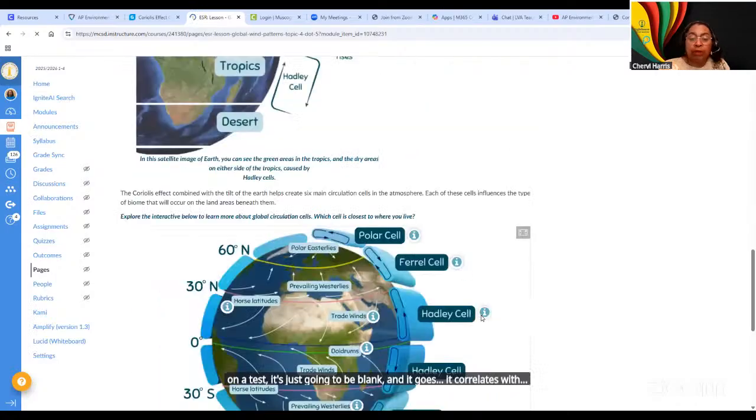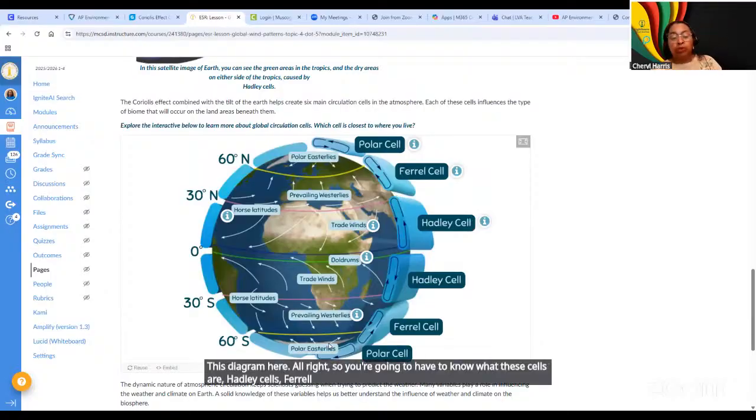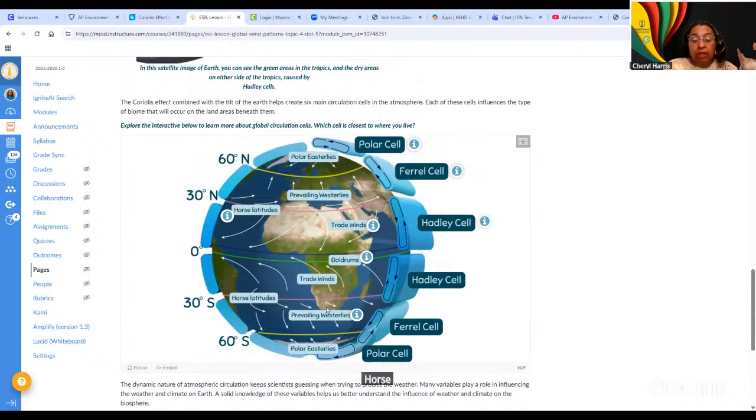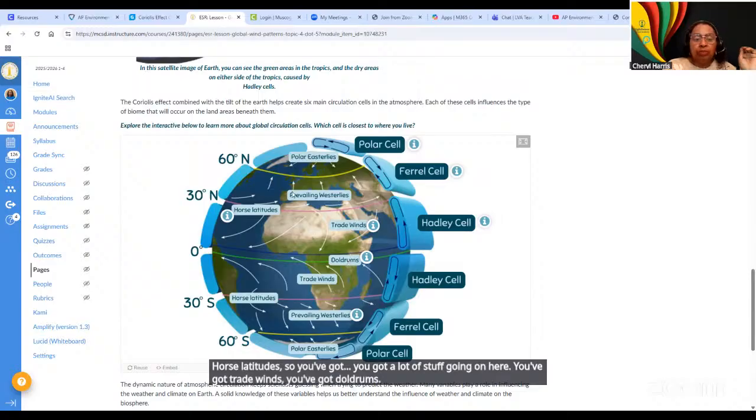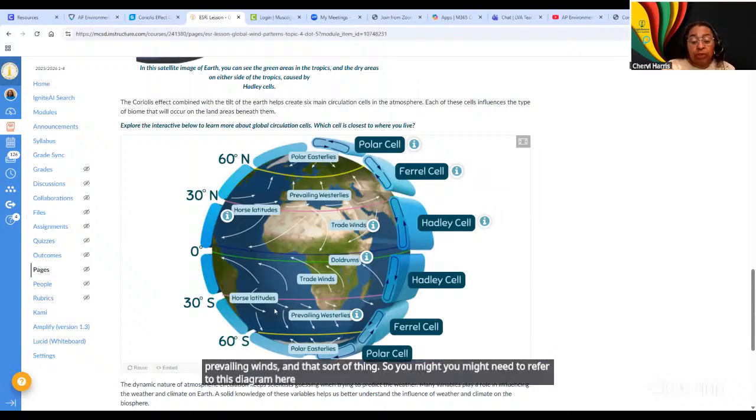this diagram here. All right, so you're going to have to know what these cells are: Hadley cells, Ferrel cells, and polar cells. And again, he was talking about the prevailing winds, horse latitudes. So you got a lot of stuff going on here. You've got trade winds, you've got doldrums, prevailing winds, and that sort of thing. So you might need to refer to this diagram here to help you with some of the questions.